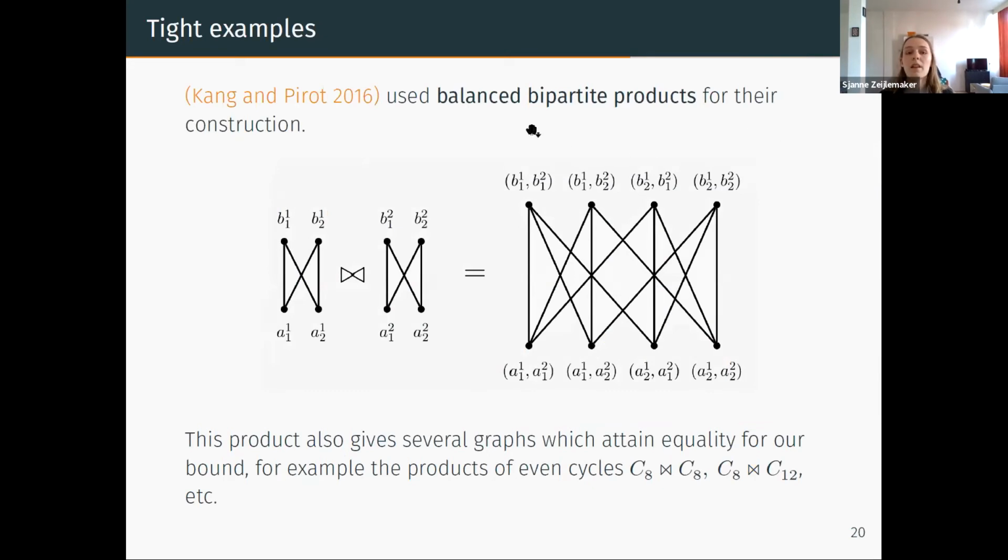And another tight example we can find if we look at a paper by Kang and Pflug with relation to this question by Alon and Mohar. So what they did is they defined a graph product on bipartite graphs, which they call the balanced bipartite product. And if we apply this to some very simple graphs already, we get tight examples. So for example, if we take even cycles of length 8 or length 12, we see that we get exactly the k-independence number.